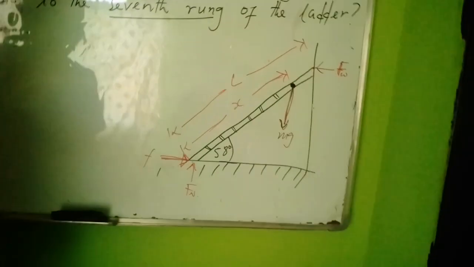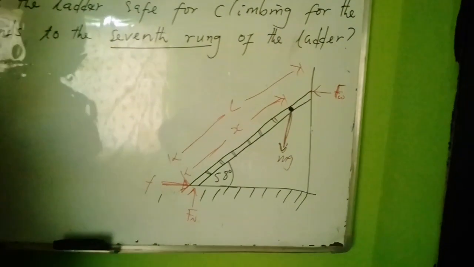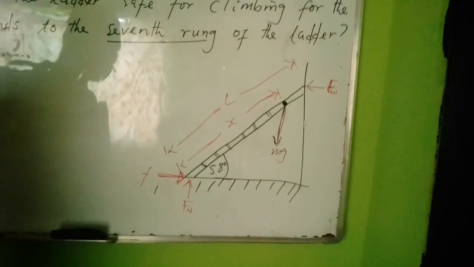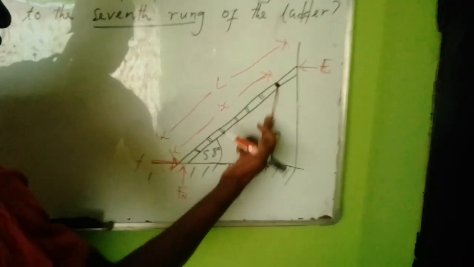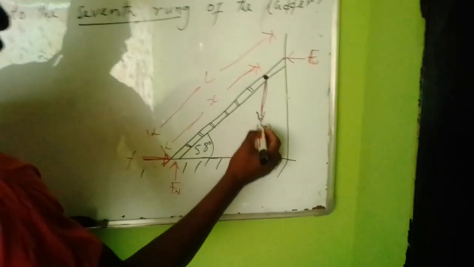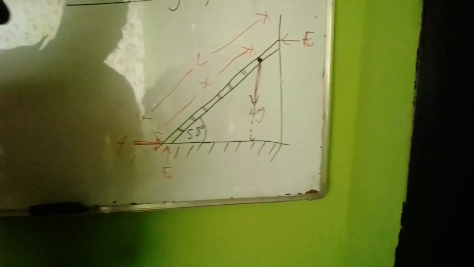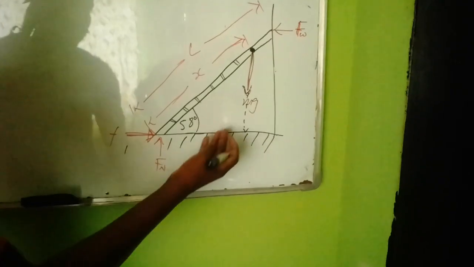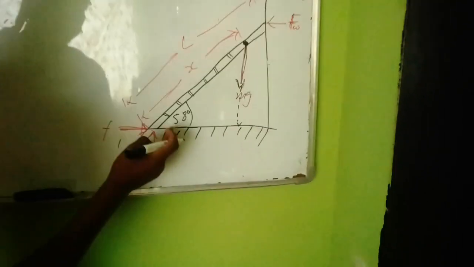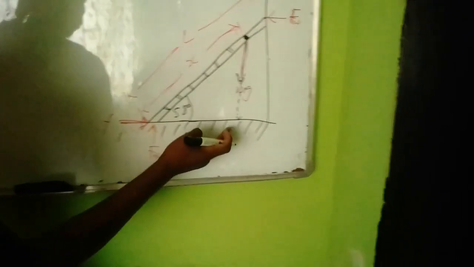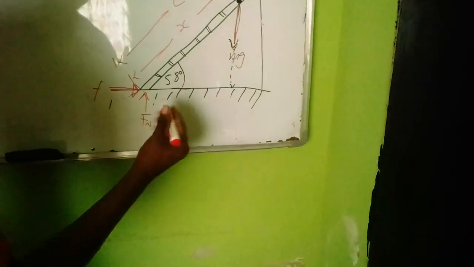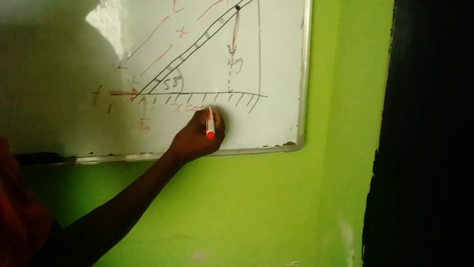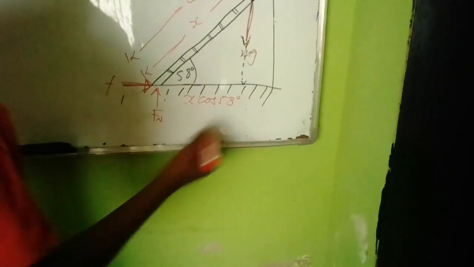Okay, so if that is the case, we also look at the distance for this force, or this weight, before we begin to solve. The perpendicular distance is actually X cos of that angle, this distance here. This is basically simple trigonometry. So that will be X cos 58 degrees.